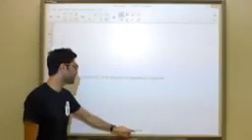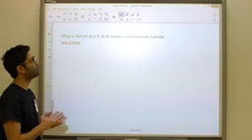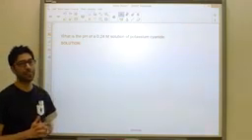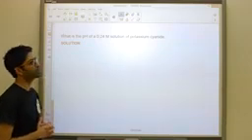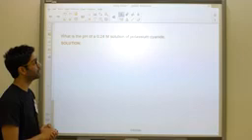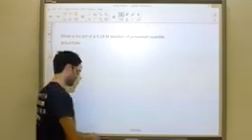So in the second part of the question, they're asking us to find the pH of a 0.24 molar solution of potassium cyanide. Now, it is good that we did the first part of the question first, rather than doing this one right off the bat, because this teaches us something.